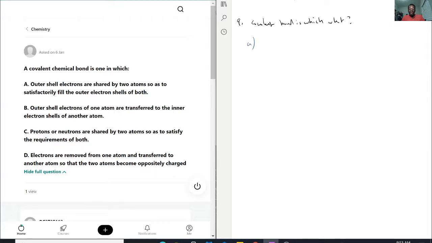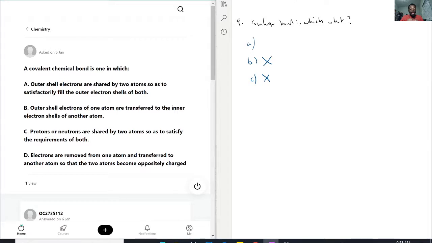For B, it says the outer shell electrons of one atom are transferred to the inner electron shell of another atom. This is just not possible, at least in most cases, because for most atoms, they're working with their outer shells. So even if a transfer were to occur, it would just be transferred to the outer shell of another atom. It wouldn't go into the inner shell. So that one would not work as a definition. C says protons or neutrons are shared by 2 atoms so as to satisfy the requirement for both. So this one is also not it, because we're actually trying to share electrons.